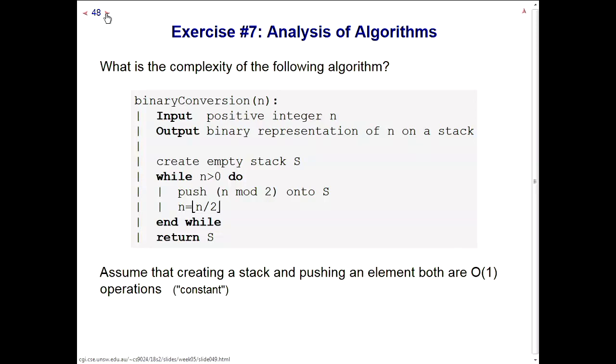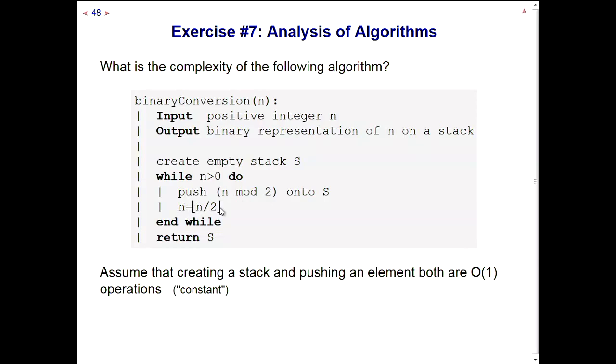What is the complexity of this algorithm? And that is the one that I had earlier today from a previous homework, the binary conversion, where the input is a positive integer. The output is the binary representation of n on a stack. The way to do this is you create an empty stack. Then, while your number n is greater than 0, you push n modulo 2. You just compute the remainder, whether it's even or odd, onto S. And then you compute n equals n divided by 2.